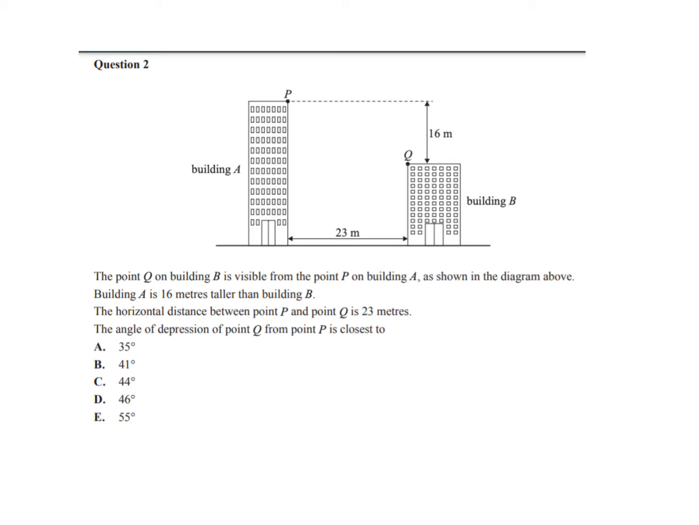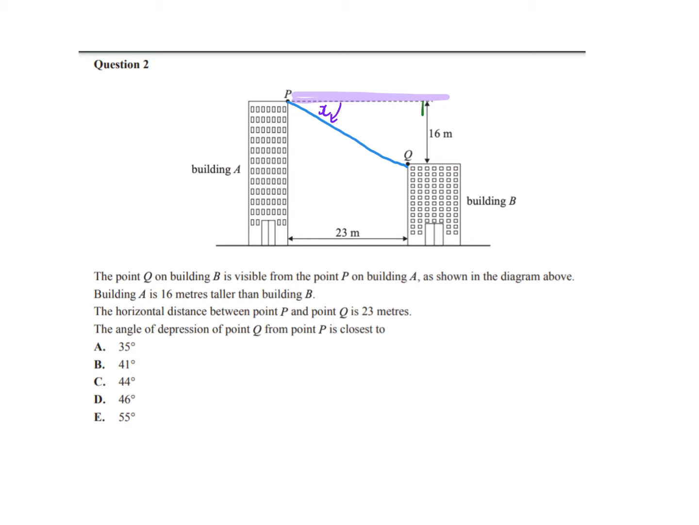The point Q on a building is visible from the point P on building A, as shown in the diagram. Building A is 16 meters taller than building B. The horizontal distance between P and Q is 23 meters, and they want to know the angle of depression of point Q from P. So when you have to find the angle of depression, remember we draw the line that connects them, and this is the horizontal line. So they're asking me to find this. That's my question.